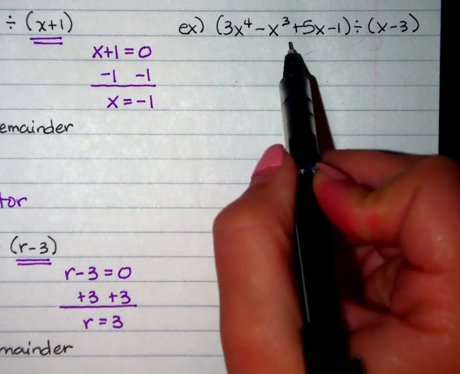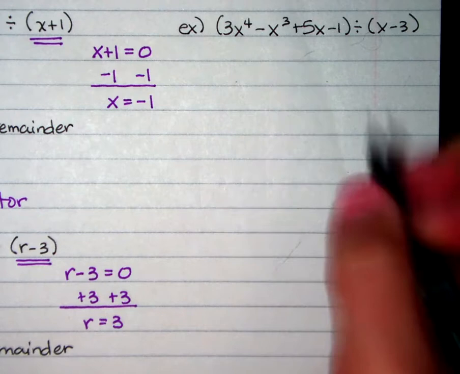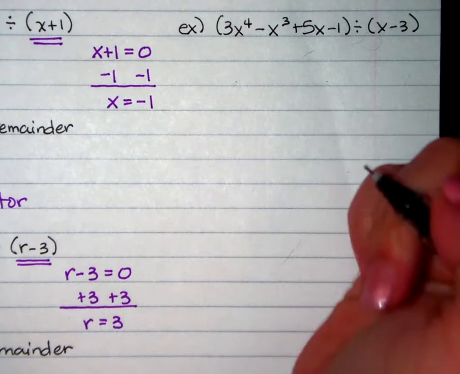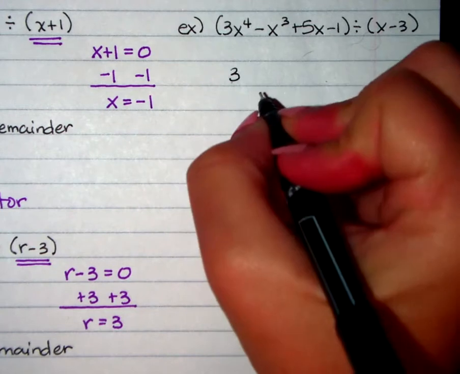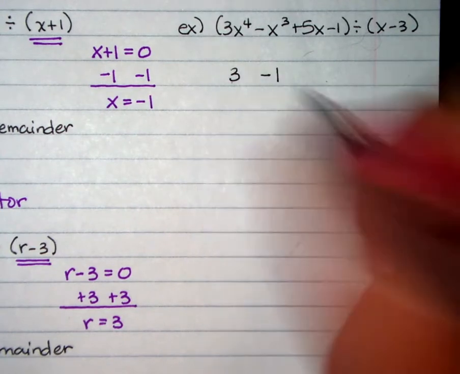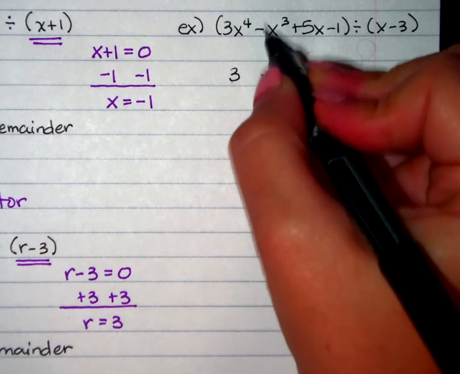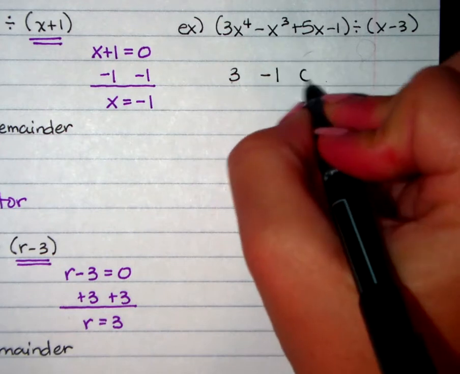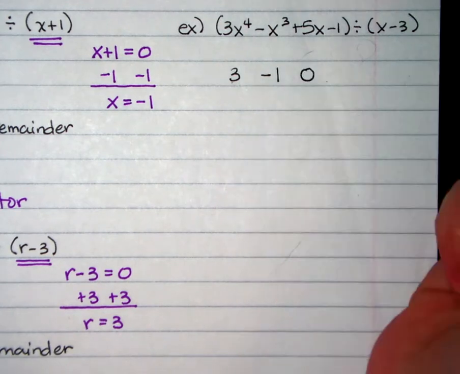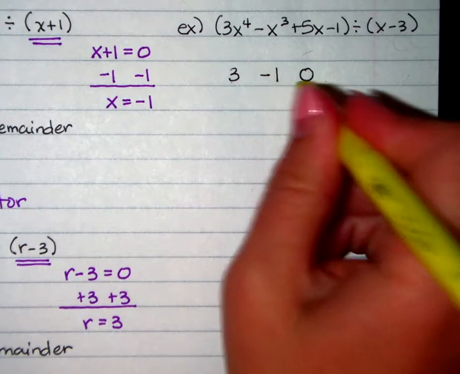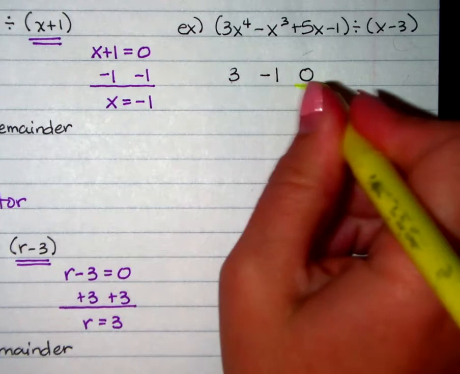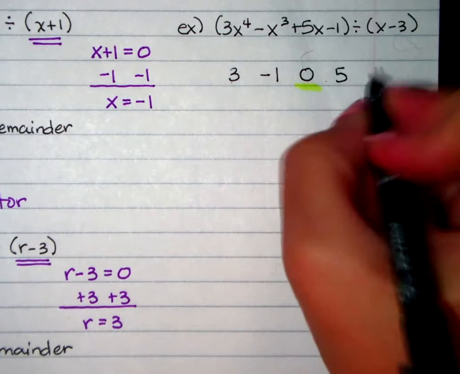I need the coefficient on the x to the fourth, the coefficient on the x cubed, which again is a -1. I have no x squared terms, so I need this placeholder. This is extremely important that we have a placeholder anytime we are missing a term. Then the coefficient on the first degree and the constant. So let me get my little division box right here.